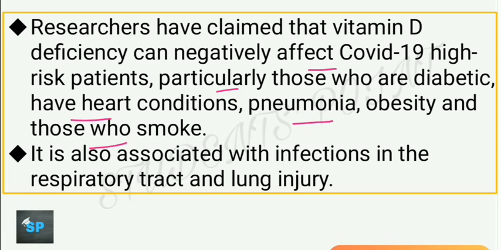A month back, we discussed vitamin D and its impact on the spread of COVID-19, particularly in Western countries, including countries like Italy, France, and others. I have made a separate video on that. So if you wish to know in detail about the interrelation between COVID-19 and vitamin D, do watch that video. You can get that video in a separate playlist. The playlist has been created with the name of Current Affairs, I think. It is also associated with infections in the respiratory tract and lung injury.